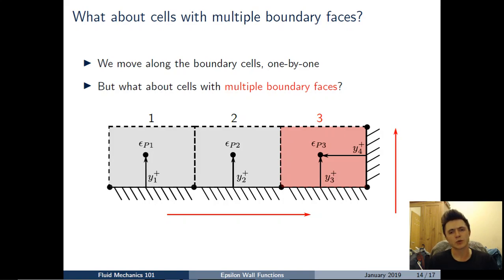So what about cells with multiple boundary faces? Because the approach that I've shown you there is computing the value at the cell centroid directly from the boundary cell face. But what if we have cell 3 as shown in the diagram? So the red cell, cell 3, has 2 boundary cell faces, and each of those boundary faces is going to compute a different value of epsilon sub p. So what value do we use at the cell centroid, particularly as one boundary cell face might be in the viscous sublayer and one might be in the logarithmic region, depending on the shape of the cell. So what do we do for cells with multiple boundary faces?